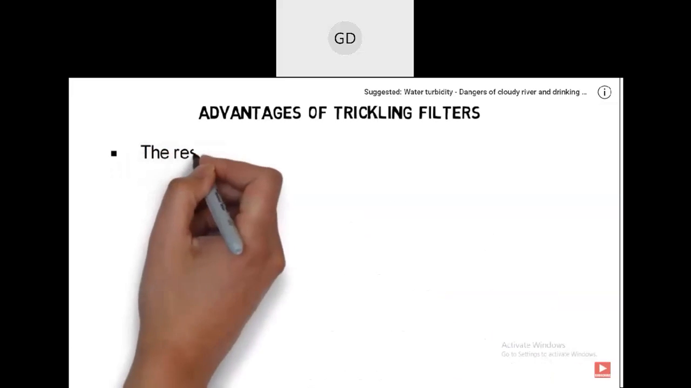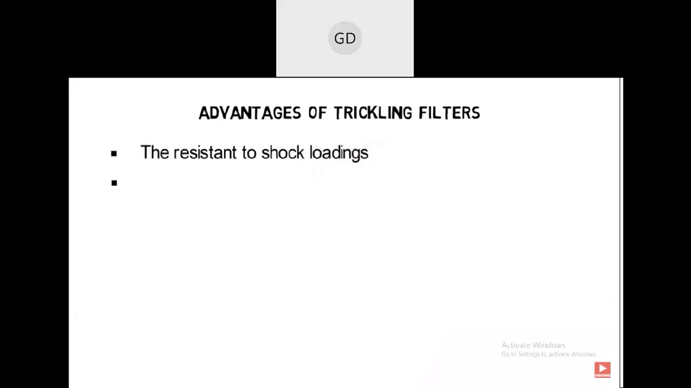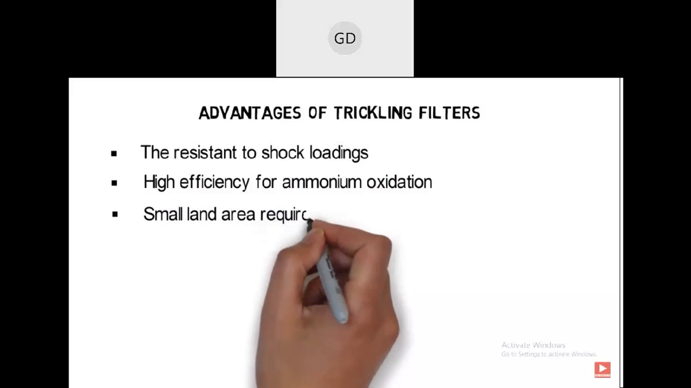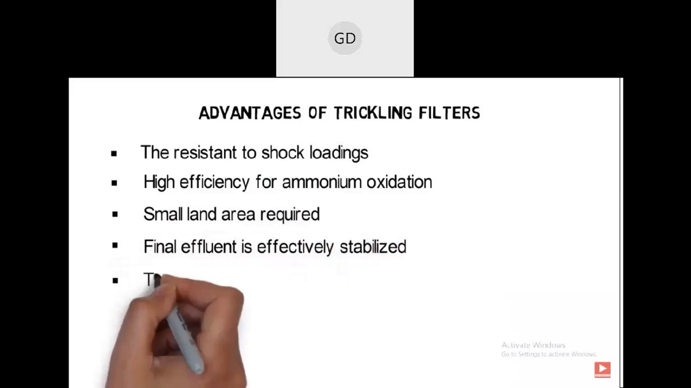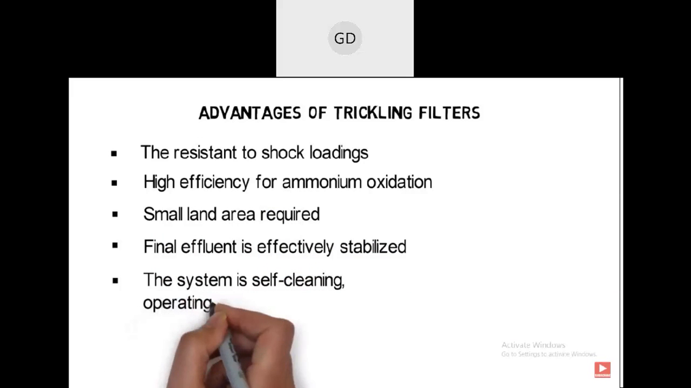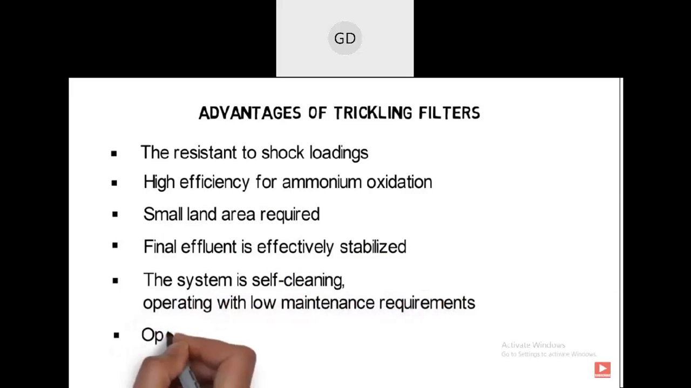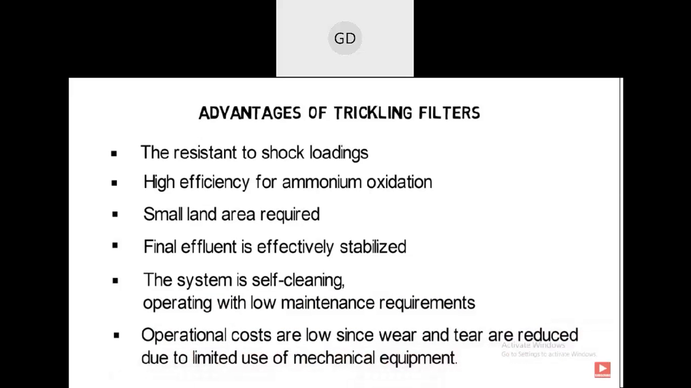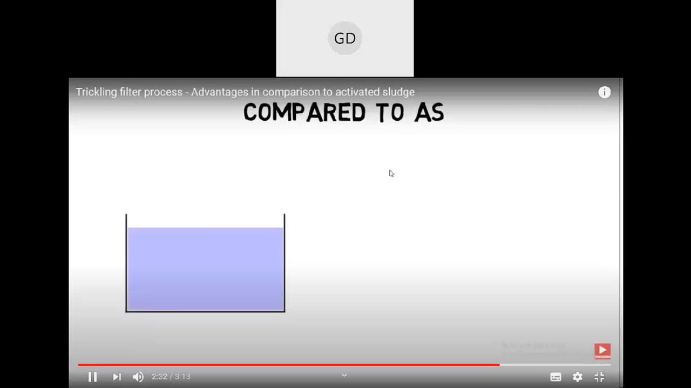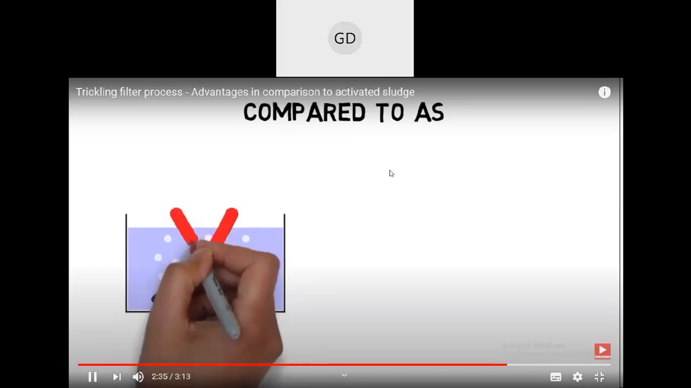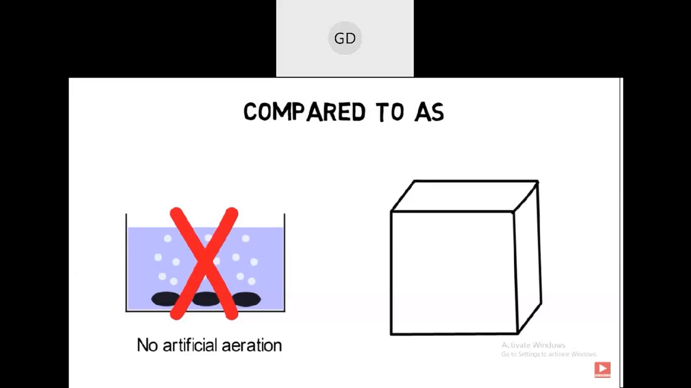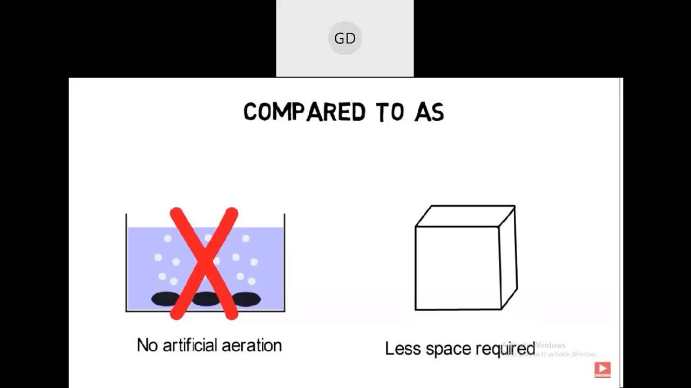Among the main advantages of this system, it is important to highlight the resistance to shock loadings, high efficiency for ammonia oxidation, small land area required, and the final effluent is effectively stabilized. The system is self-cleaning, operating with low maintenance requirements. Operational costs are low since wear and tear are reduced due to limited use of mechanical equipment. Furthermore, in comparison with similar methods such as activated sludge, trickling filters are significantly more cost-effective as they don't require artificial aeration and have a smaller demand for operational space, resulting in cost reduction.